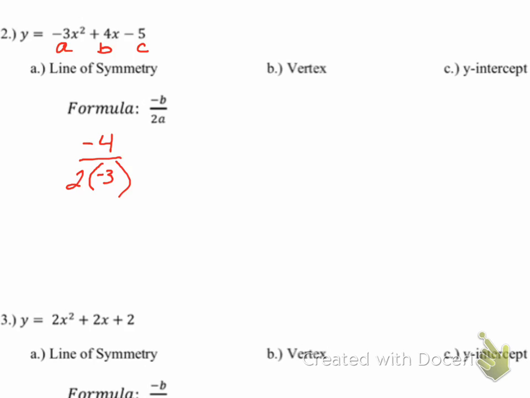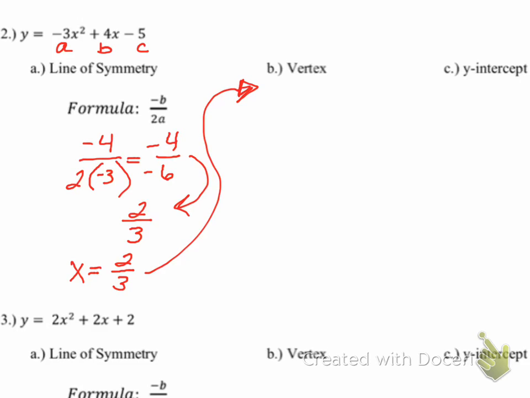So in this one, this is going to reduce to negative 4 over negative 6. So it will be positive because the negative divided by a negative is a positive, and I'll reduce that to 2/3. So in this case, my line of symmetry is a fraction. That's okay. So now I need to take that information and I'm going to plug it in to find my vertex. So be very careful.